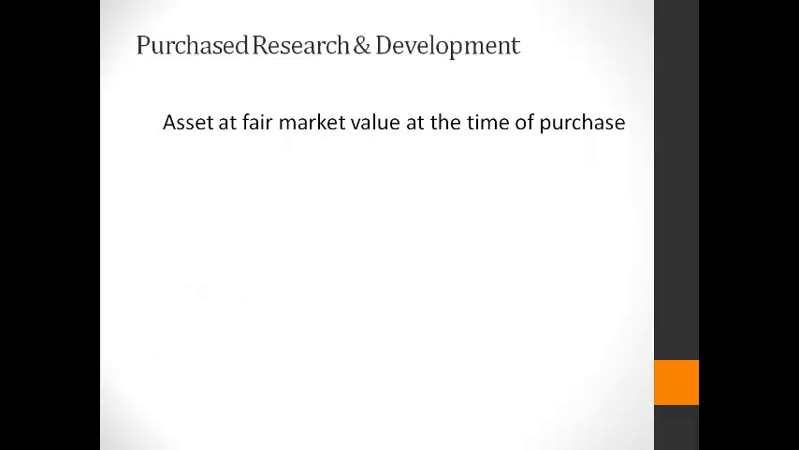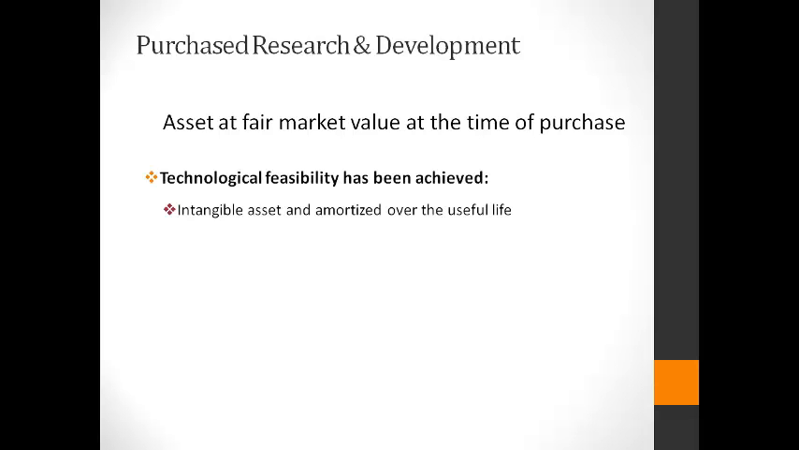A company may purchase in-process R&D activities from another company or as part of the purchase of another company. Purchased R&D is reported as an asset and valued at fair market value at the time of purchase. If technological feasibility has been achieved, the R&D is considered developed, and it is reported as an intangible asset and amortized over the expected useful life.